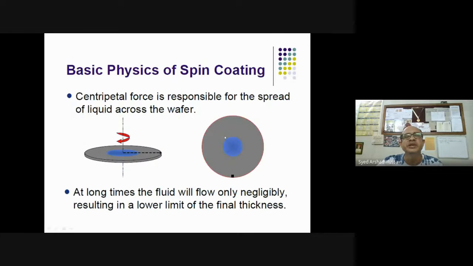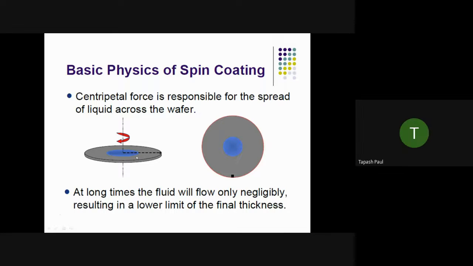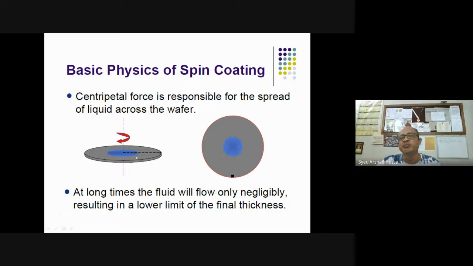Then you spin, and centripetal force is responsible for this spread of the liquid across the wafer. You can see you rotate, it's spread, and slowly your solvent evaporates. By putting different drops from time to time, you can play with the thickness, but here you can only play with the concentration of the solution or amount of solution spread and the speed and time of spinning. These things you can play with.